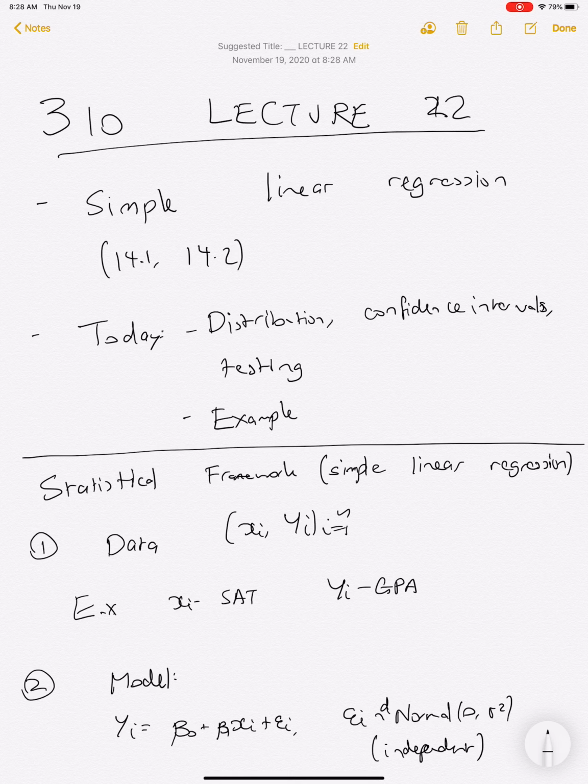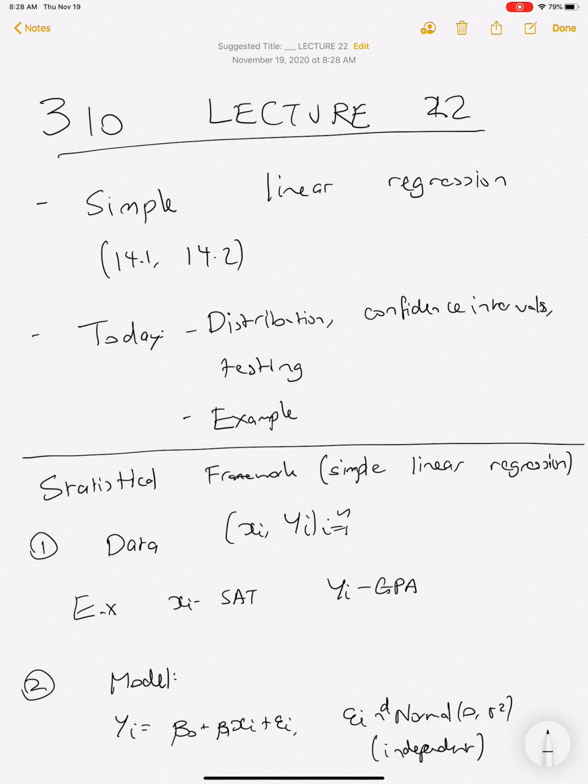Hello everyone, welcome to Stat 310 Lecture 22. This will be the final lecture on content for this course. And so we're finishing off on the final key concept, which is simple linear regression. It's going to be sections 14.1 and 14.2 of the textbook.